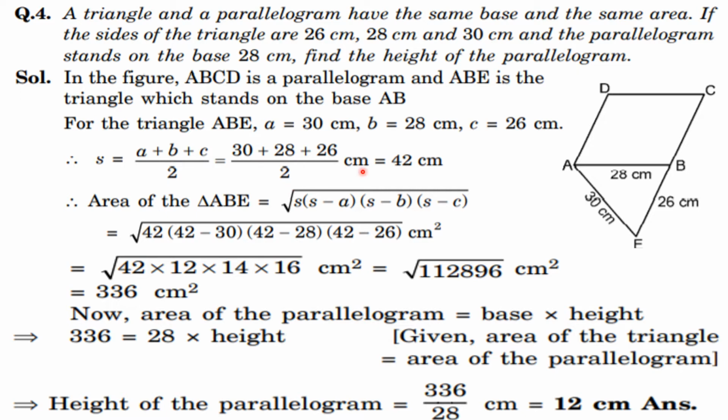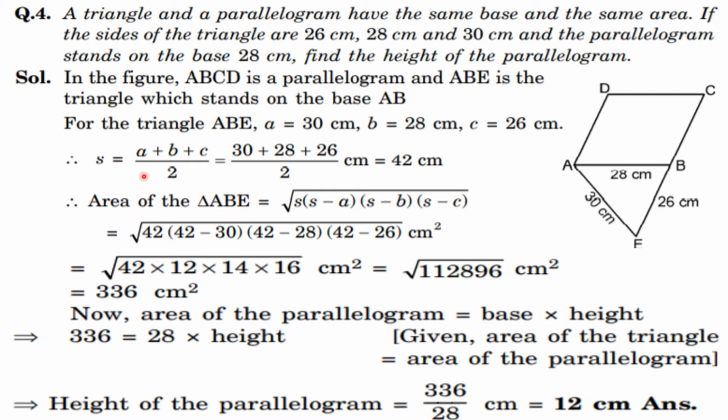Right. That is equal to, if you simplify the numerator, you get 84. If we add these three numbers, we get 84. 84 by 2. What will you get finally? 42 centimeters. Understood this step, my children? Here they wrote 42 centimeters directly. Okay, my children? Right.